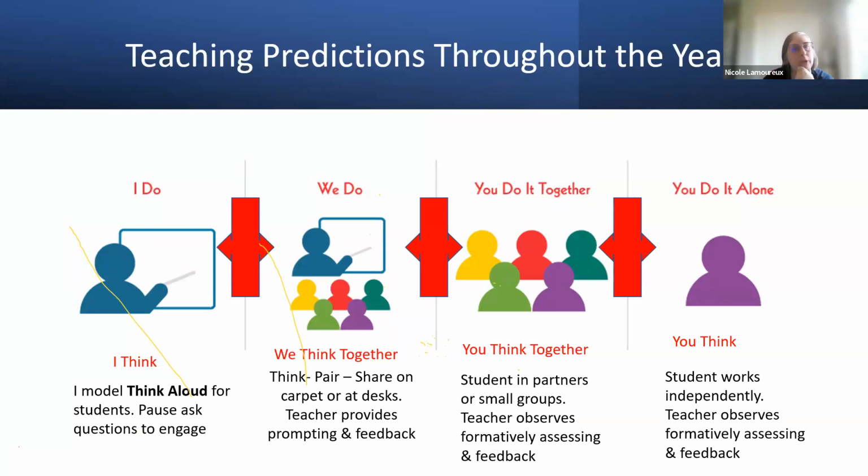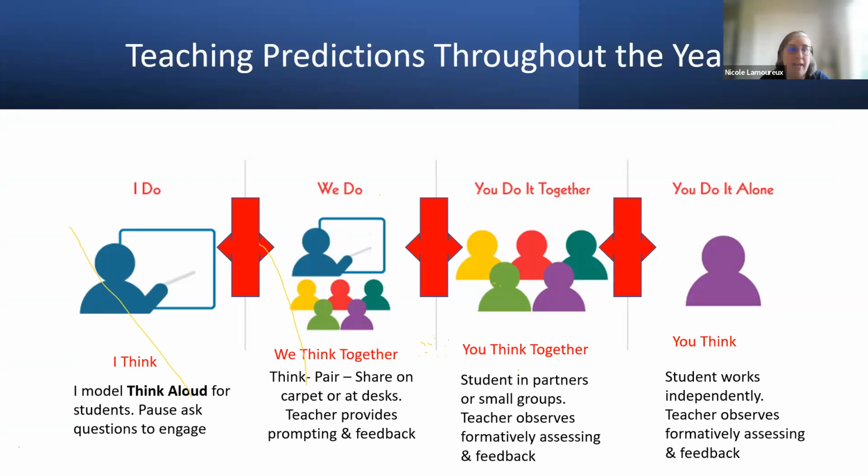Well, I think when we go outside, I might see some birds, because I've seen birds before. And then we think together, so there's that interactive piece. You might start, okay, I think we might see birds and trees. What else do you guys think? And then why? What makes you think that? What's your reason? And then they can do a think, pair, share on the carpet and share out with you.